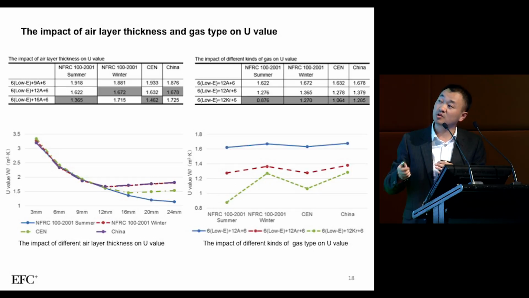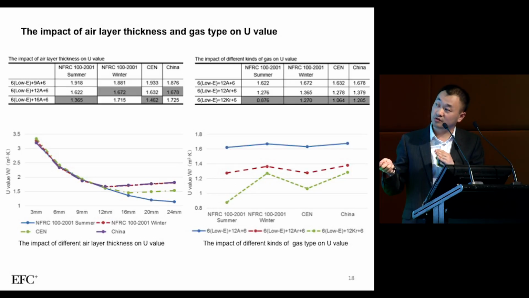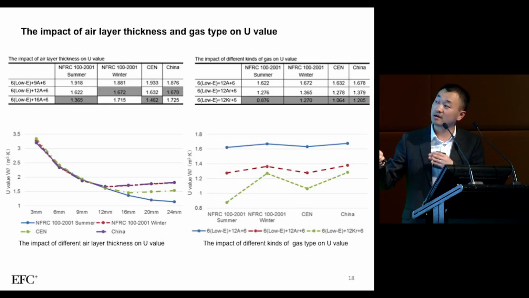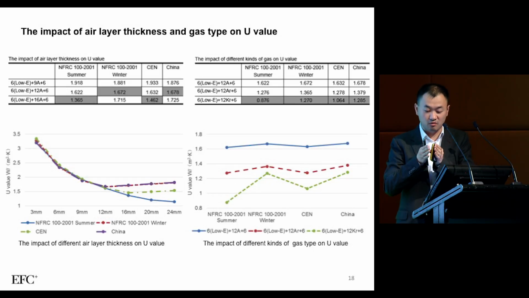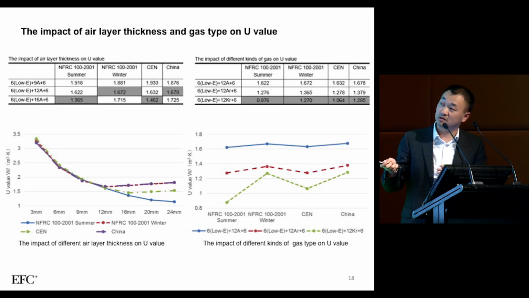So in summertime, when we increase the thickness of the air, we lower the U value of the glass panel. But in winter time, the temperature difference between the inside and the outside of the building is very high, so the convection of the air layer will be activated. When we increase the air layer, the air will move very freely. So there is a turning point here, and this is one thing we need to pay attention to.